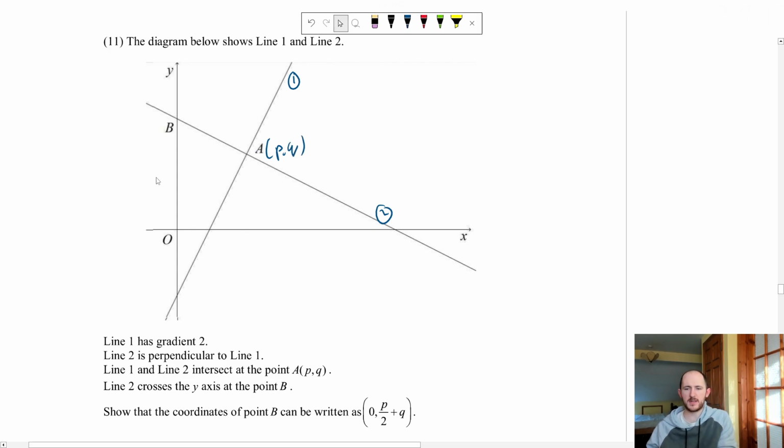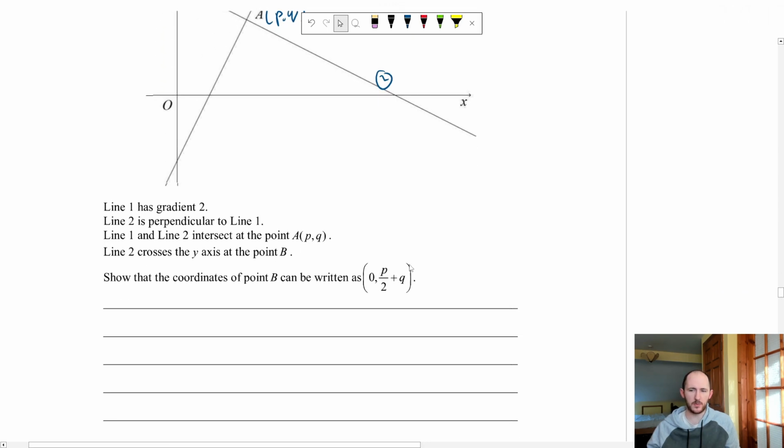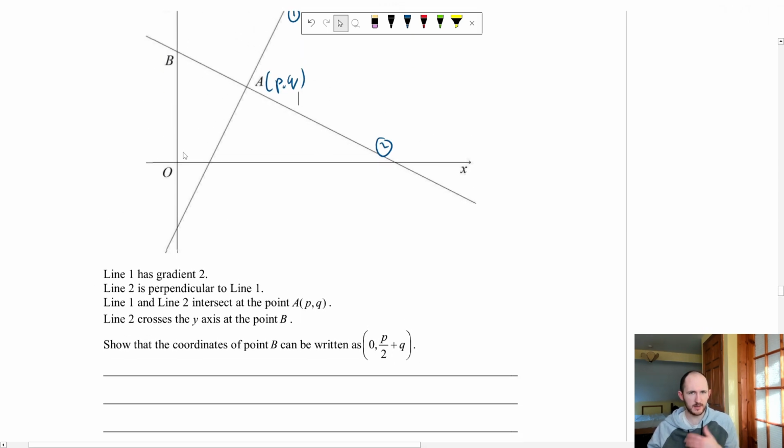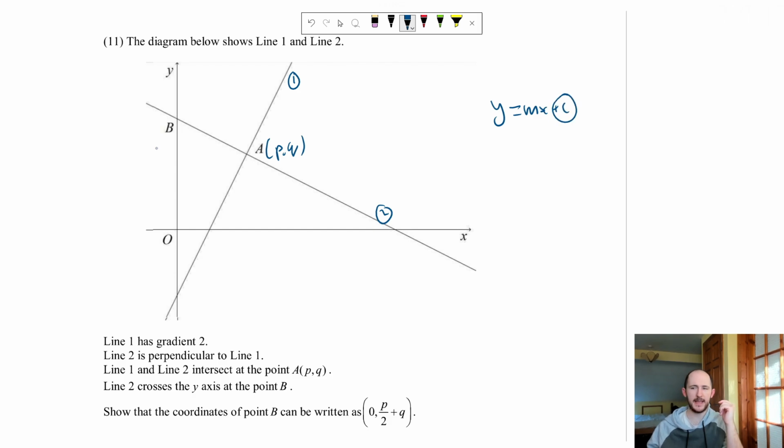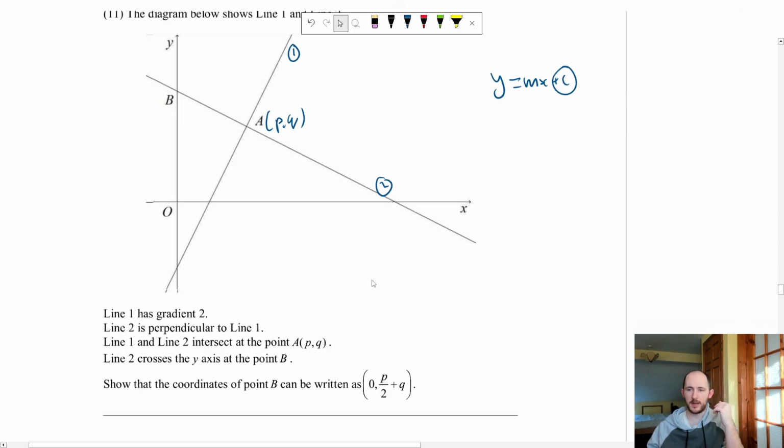And L2 crosses the y-axis at the point B, and we need to show that the coordinates are (0, P over 2 plus Q). The 0 obviously makes sense, it's a y-intercept. So how do we find y-intercepts normally? Because that's what B is, it's a y-intercept. What we do is we find the equation of the line, because we have y equals mx plus c, and the c term is the y-intercept. So, okay, we need to find the equation for line 2 then.